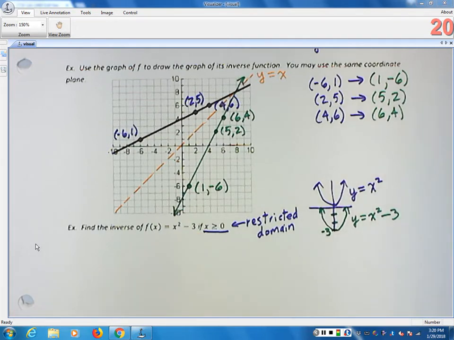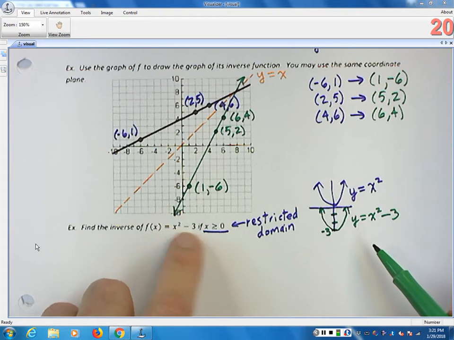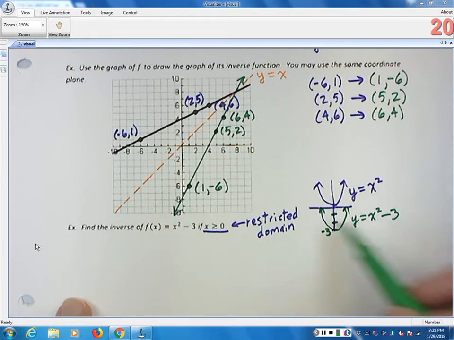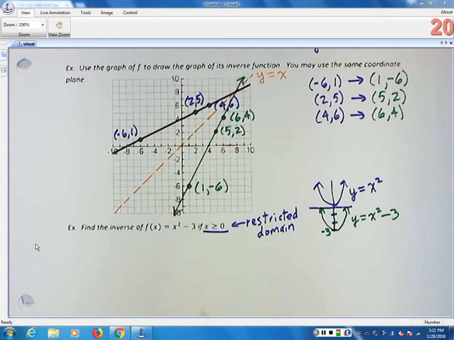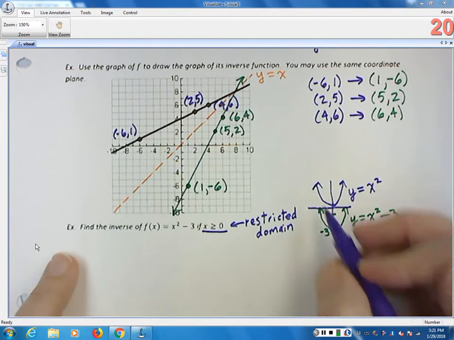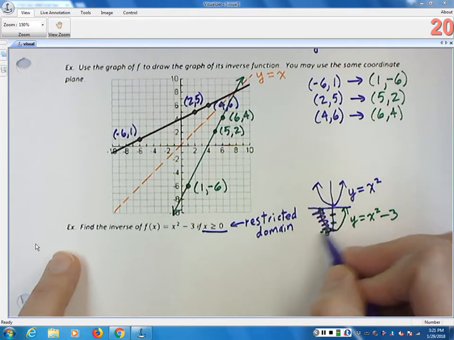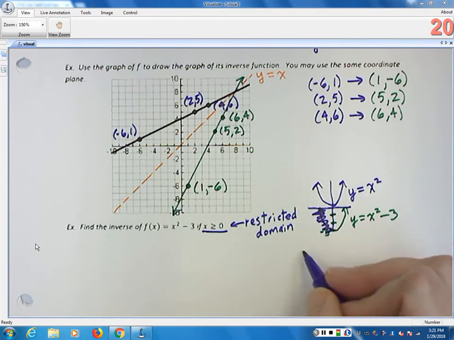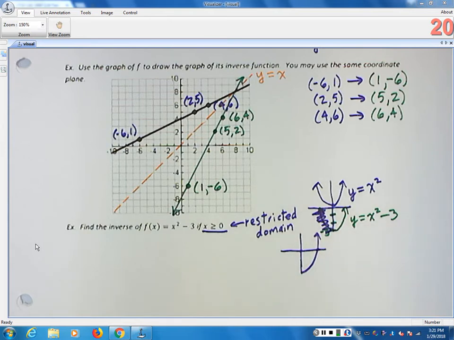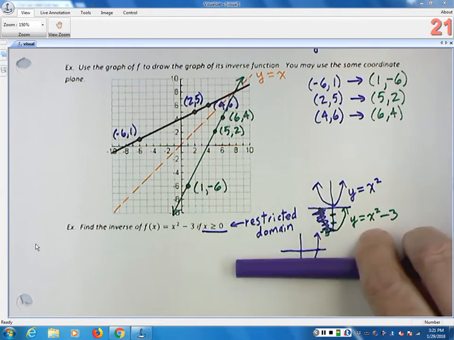And if we do the horizontal line test on x squared minus 3, it goes through 2 points. So it doesn't have an inverse. So what we said is let's just make x be greater than or equal to 0. So that means that we got rid of this part. So now on our graph, we just have this part. We just have half a parabola. Does that have an inverse? Yes.